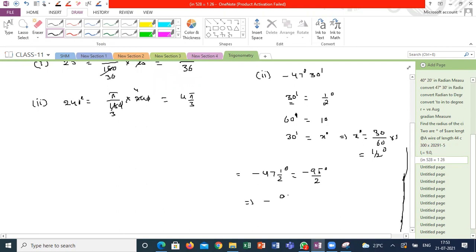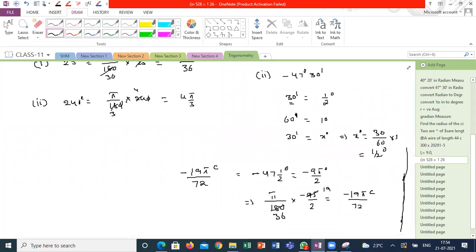So pi by 180 into minus 95 by 2. How much you got? Calculation, 5 19s by 36. This will be minus 19 pi by 72 radians. Is it clear, guys? What is the answer? Minus 19 pi by 72 radians, where minus sign indicates the angle is measured in clockwise direction.